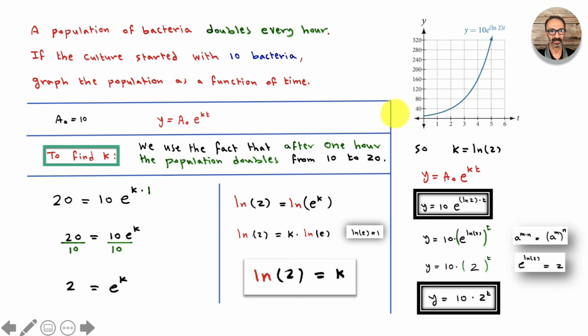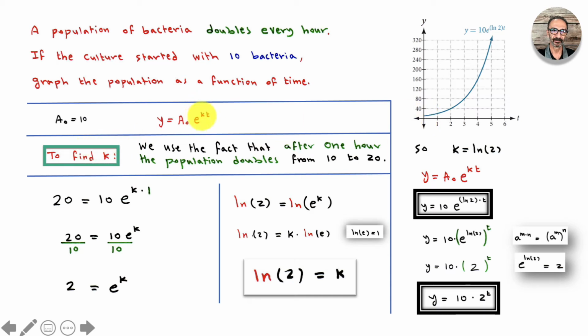This is a graph. Notice that we did not graph anything on the left because when we started with 10, this is 10. Kind of hard to see it, but I'm just referring to the 10 as my initial amount, which is a sub 0. So a sub 0 is 10. That goes right there, and that shows on the graph.